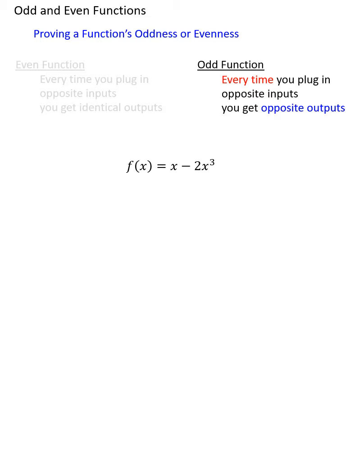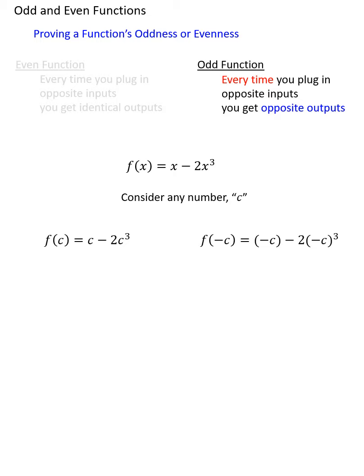Here's a particular function. It turns out to be an odd function. Suppose we wanted to prove it. Well, we would have to prove that anytime we plugged in a number and its opposite, that the answers were always opposites. Well, to prove that that happens every time, we're going to consider the symbol c to represent any particular number, and I'm going to plug c into my function and negative c into my function.